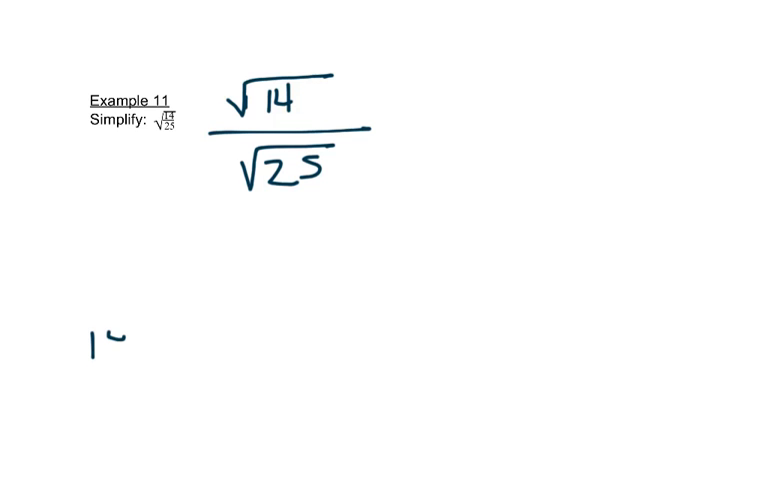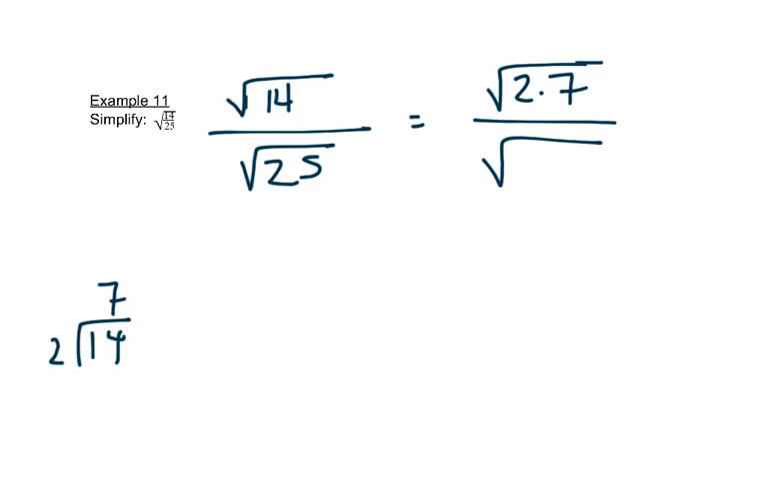Well, here we have another fraction underneath the square root. And we talked earlier about how this just means we need to find the square root of 14 and the square root of 25 separately. So let's look at the 14. The 14 we can divide by 2 and we get 7. So this is square root of 2 times 7. And 25 is 5 times 5.